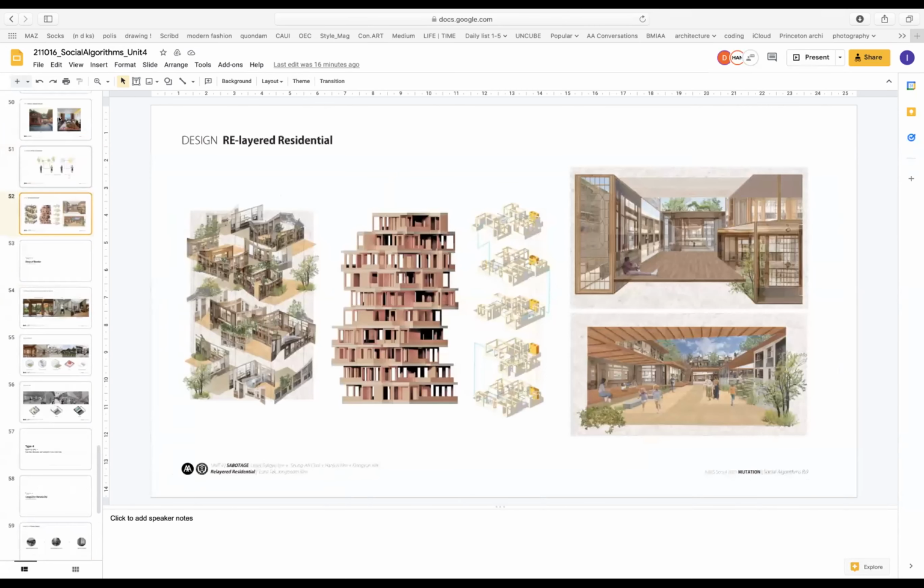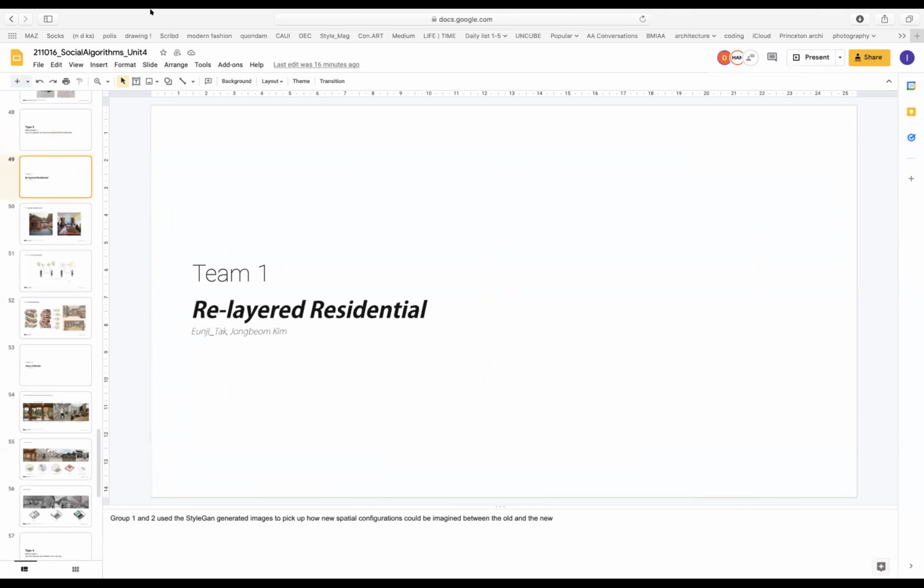So, yeah, can you see? Can you all see the note? Yeah.